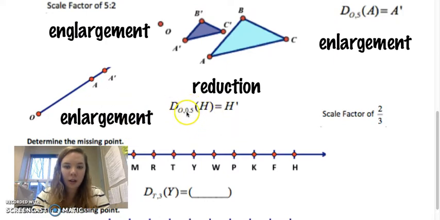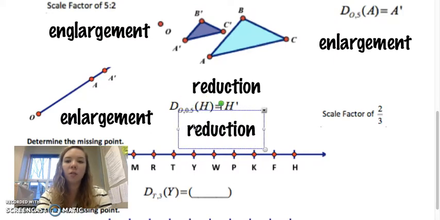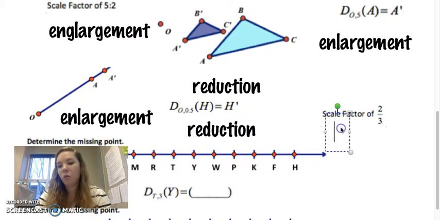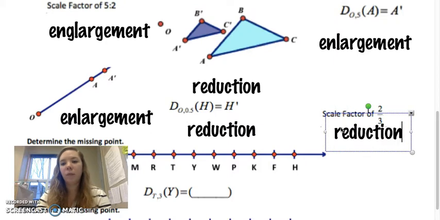Here, my scale factor is 0.5, or the same as 1/2. That would be a reduction. It's smaller than 1. And 2/3 is smaller than 1, so it's a reduction.